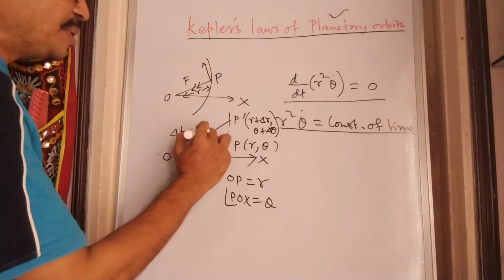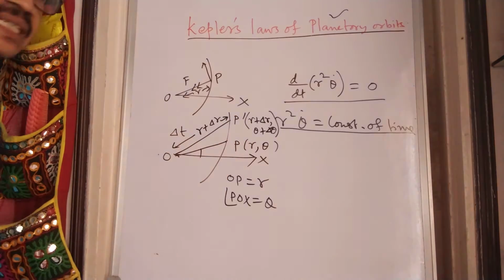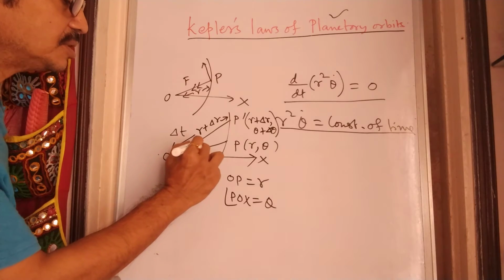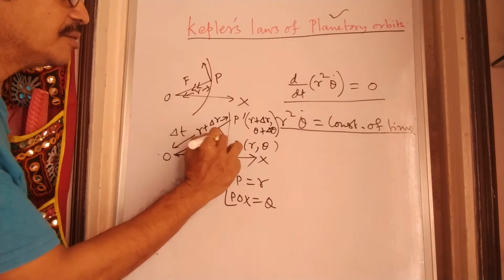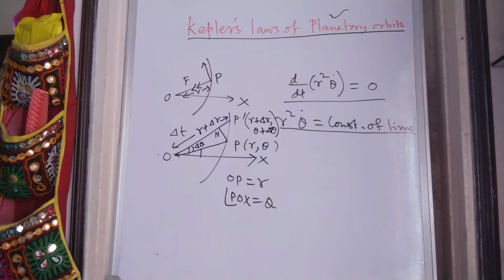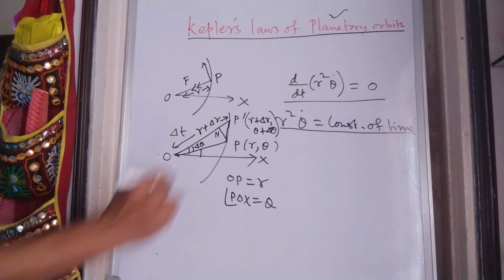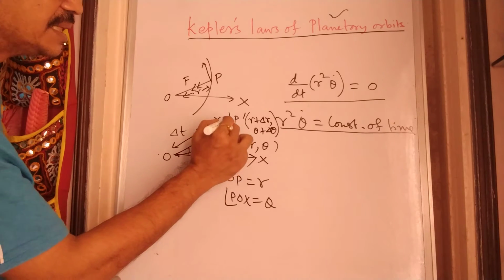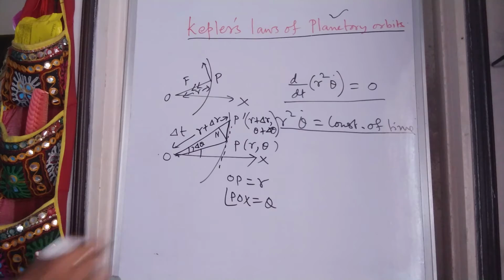So obviously OP prime is r plus delta r, and this angle is delta theta. This is very simple geometry. If we drop a perpendicular Pn from P upon OP prime, and join PP prime, which is the chord PP prime, we can easily see that as P prime and P get closer, this chord PP prime merges with the tangent at P.